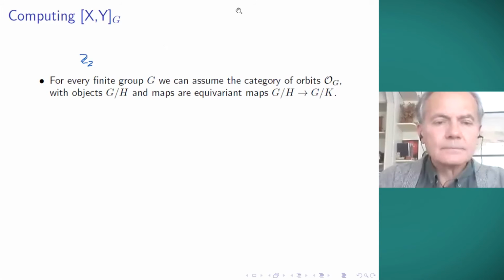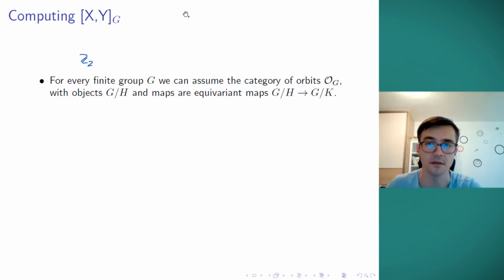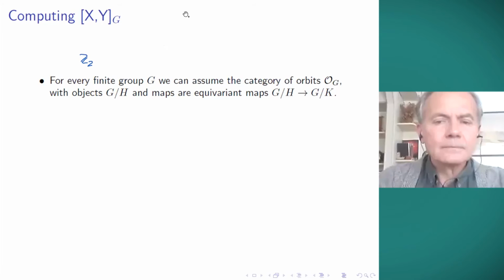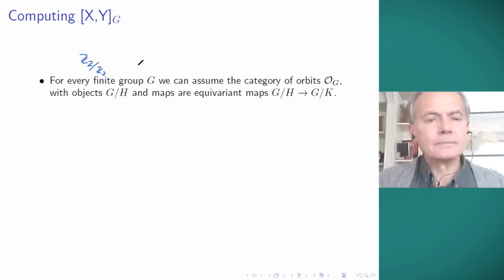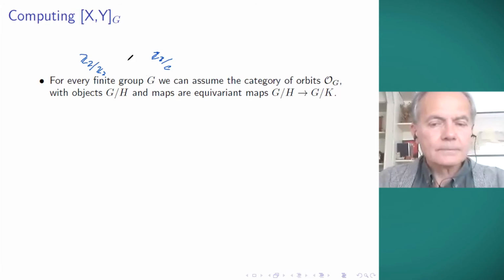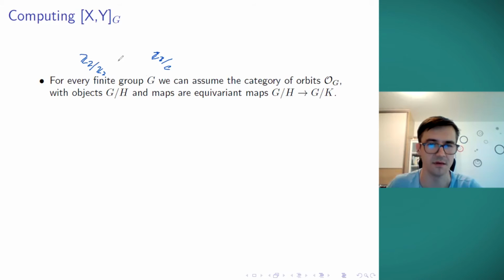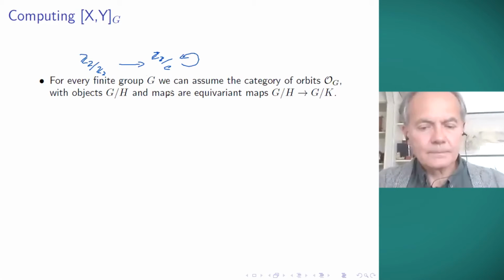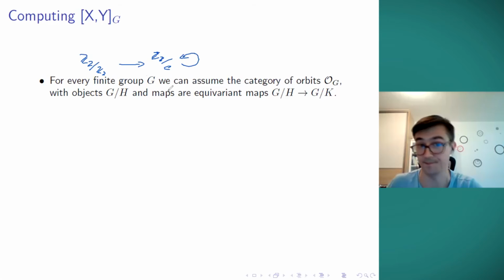This category of orbits has the orbits as its elements. And what are the elements? One is Z2 over Z2. One is Z2 over the trivial group. And I'm going to get a map like this, and there's going to further be a map like this in this case. So this is the orbit category for G equal to Z2.